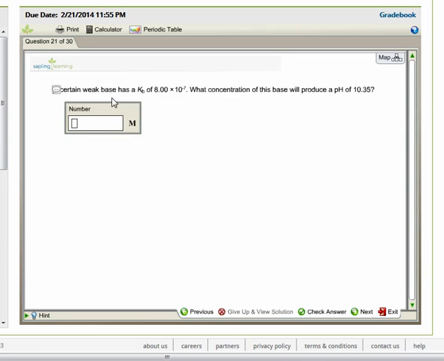In this problem, we're told that we have a weak base with a Kb of 8 times 10 to the minus 7, and what concentration of this base will produce a pH of 10.35?